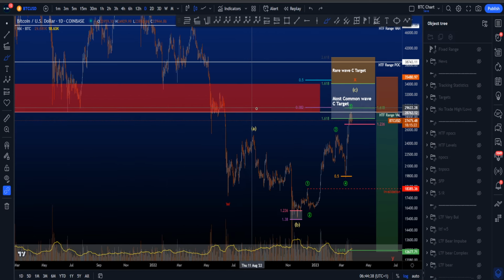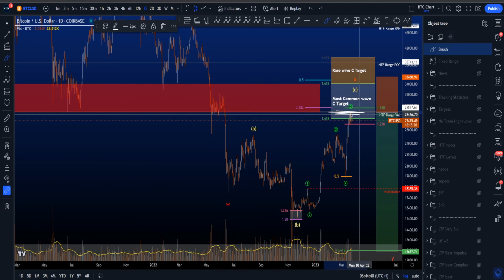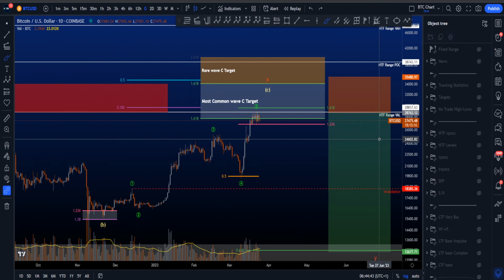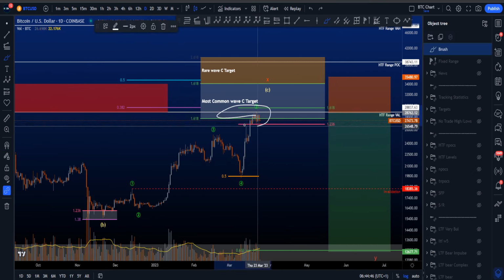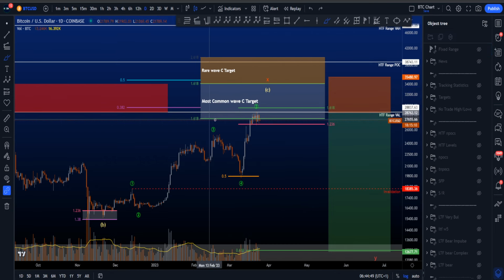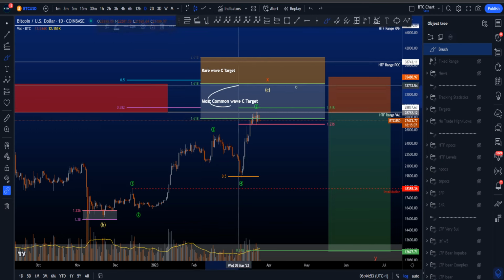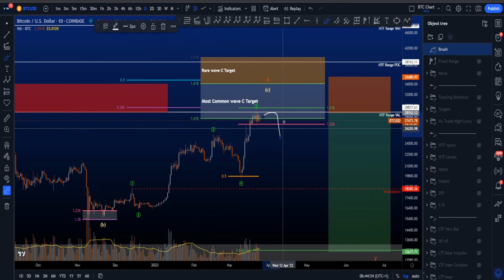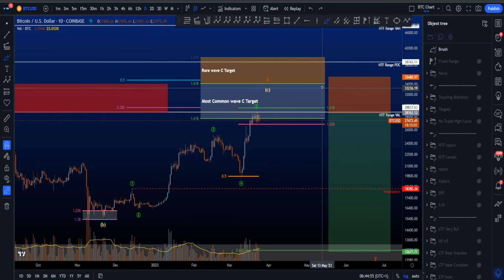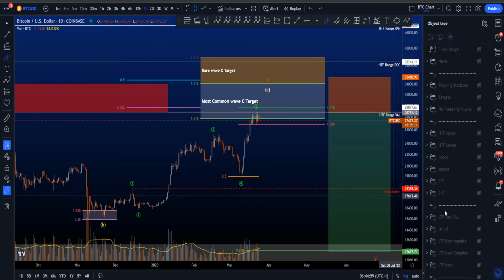Haven't yet reached that, but we did of course reach a very important support resistance level, which is the high time frame range value area low. Also, this all happened inside the most common wave C target as well. So we already reached the minimum for the most common wave C target for then a potential move to the downside, entering the short, stop loss safely above, and there we go.